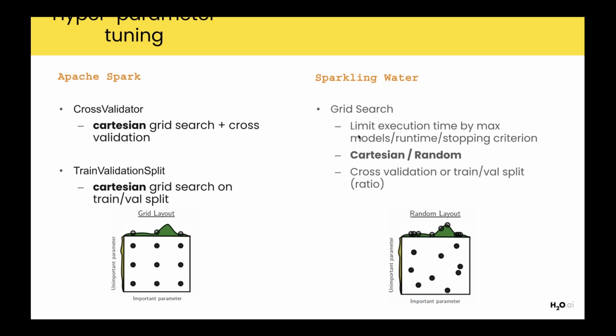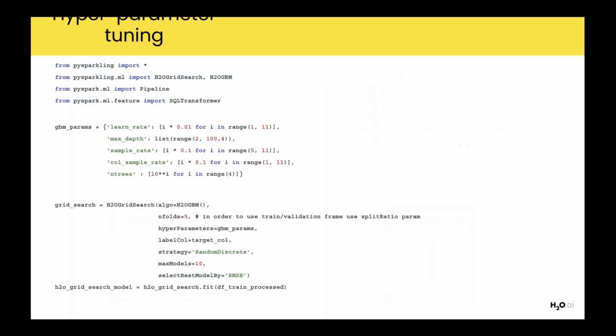And then in Sparkling Water, we can limit the execution time by max models, or by runtime, or by stopping criterion, which is not available in the cross validator or the grid search in Apache Spark. And it can also do a cross validation on train validation split ratio. So these are a few cross validation techniques which are not available in Spark but can be leveraged in Sparkling Water, because it comes from the underlying H2O-3, which Sparkling Water leverages.